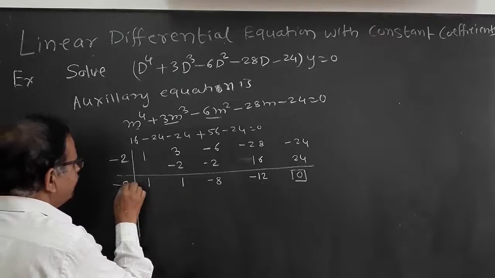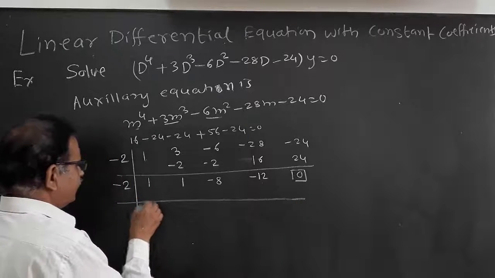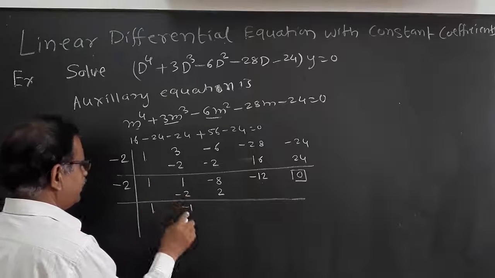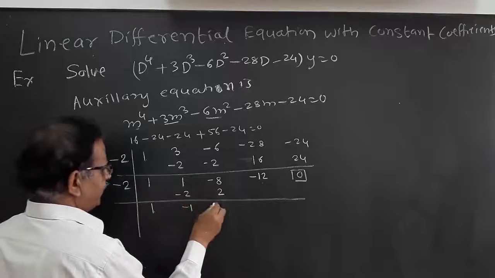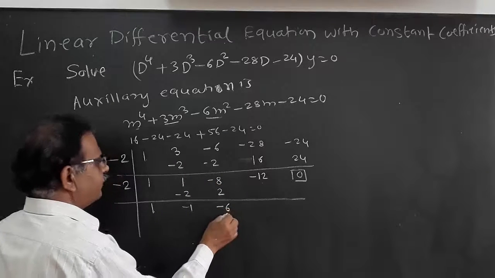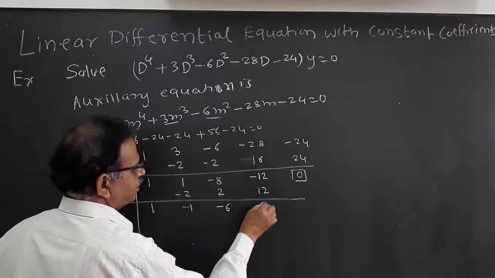Again we shall try to divide by minus 2. 1 into minus 2 is minus 2, minus 2 and 1 is minus 1, minus 1 into minus 2 is 2, and 2 and minus 8 is minus 6, minus 6 into minus 2 is 12, 0. Therefore minus 2 is the second root.